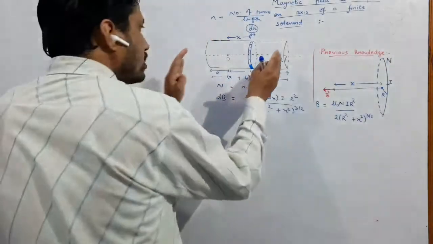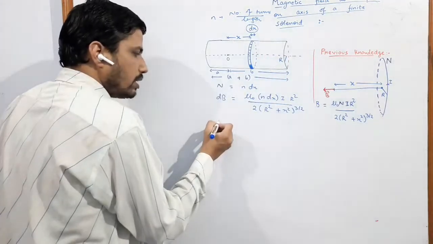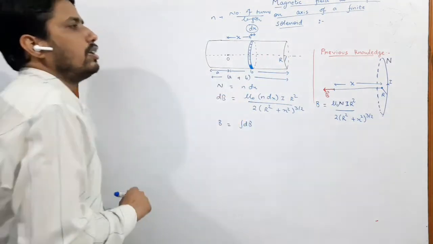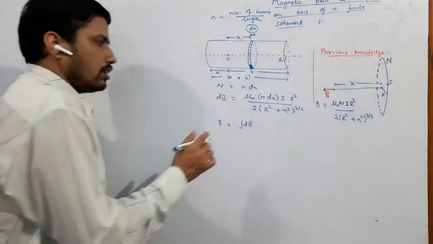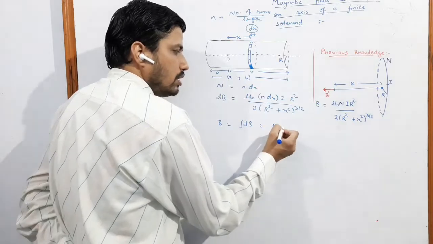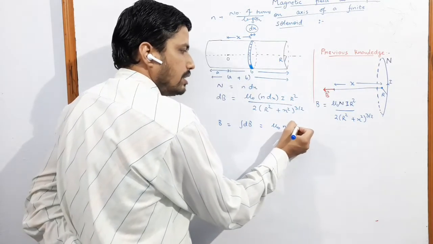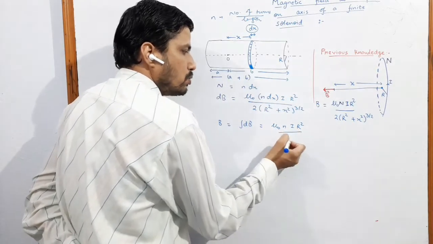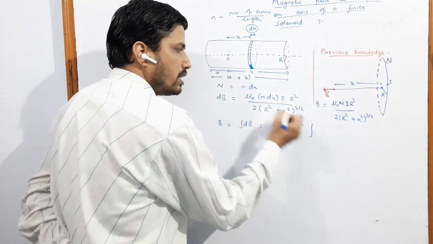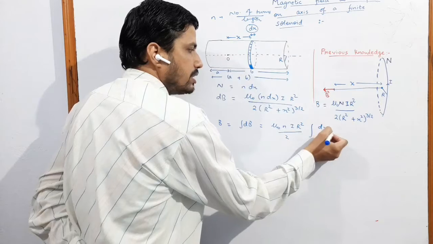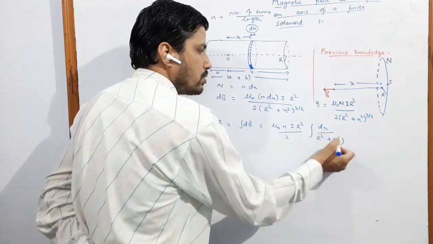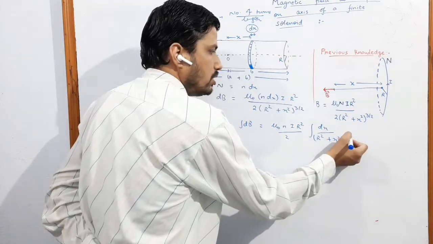So for the entire solenoid, the magnetic field will be given as B is equal to integral dB, which is equal to μ0 n I r² upon 2 times the integral of dx upon (r² + x²)^(3/2).